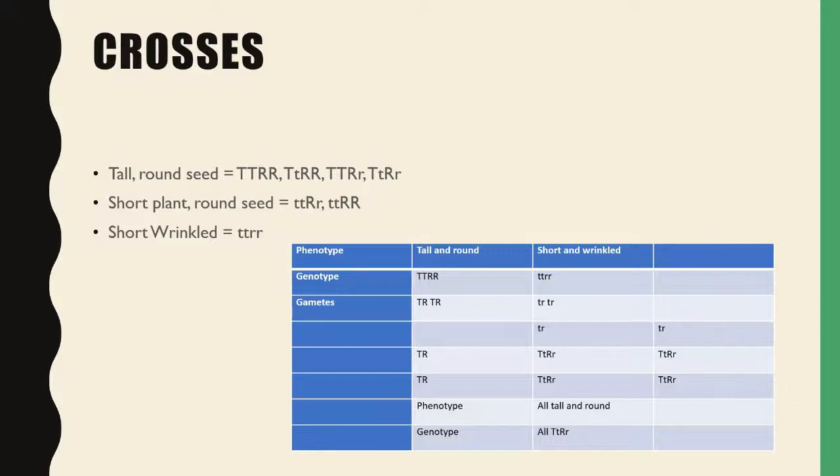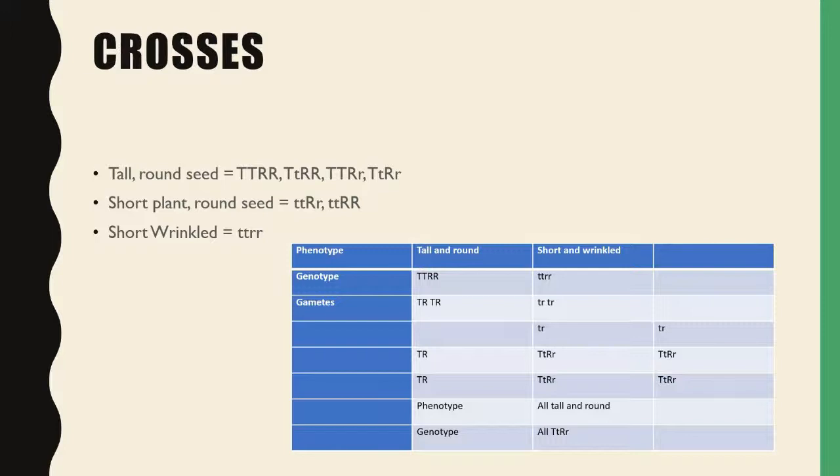So as you see here lined out, you have the two small t's and small r's in the top row, and the two big T and R's on the side rows. You cross big T, big R with small t, small r, and you're going to get capital T, small t, capital R, small r, and that's going to be the same for all four.